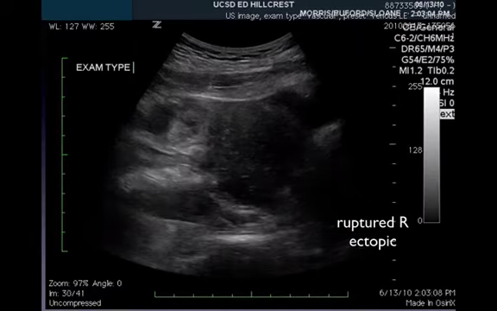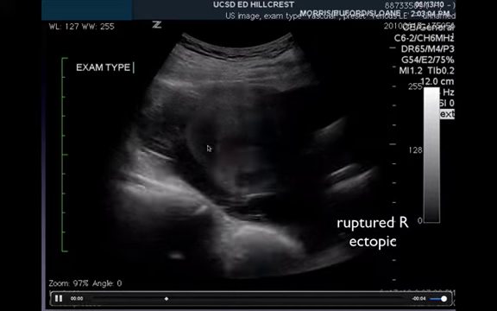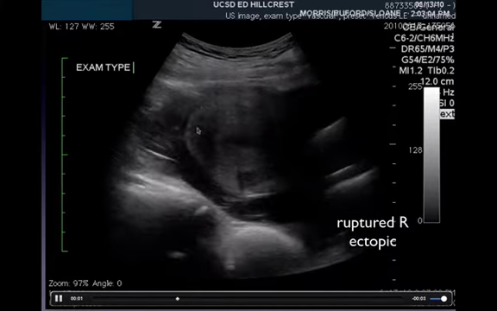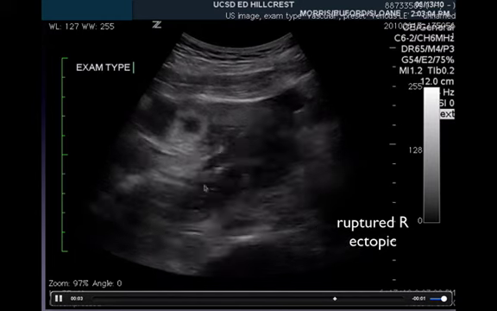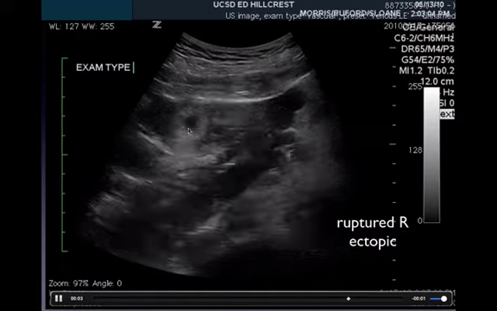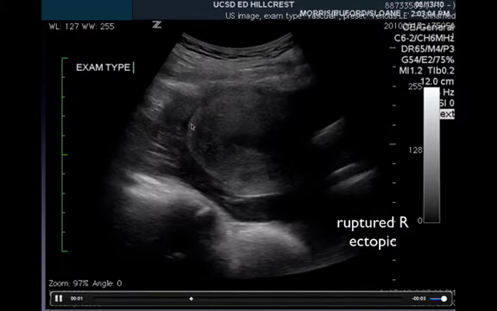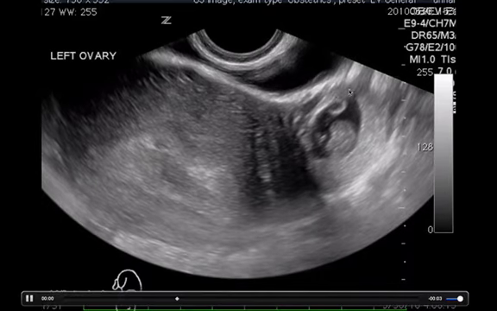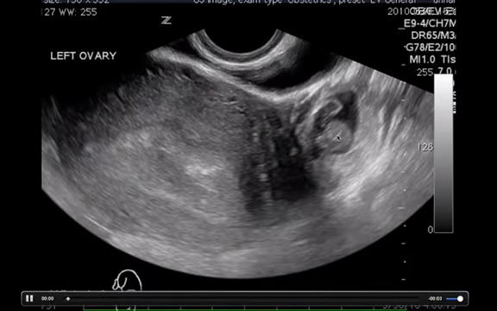And here is an example of a ruptured ectopic. And here again, we can see the uterus and the tubal ring and lots of free fluid surrounding the ovaries and the uterus. And here again is that tubal ring. This is another example of an ectopic pregnancy with a heartbeat.